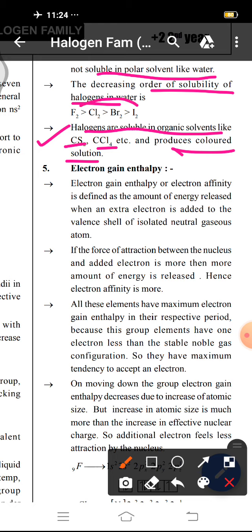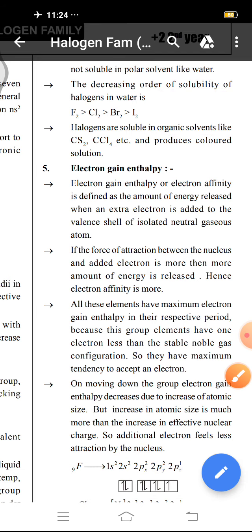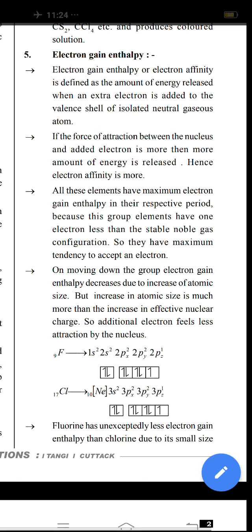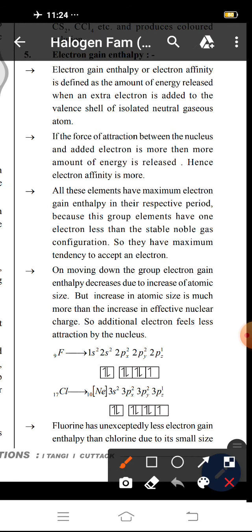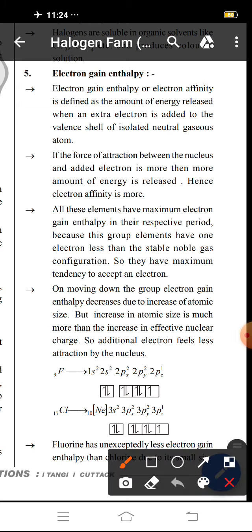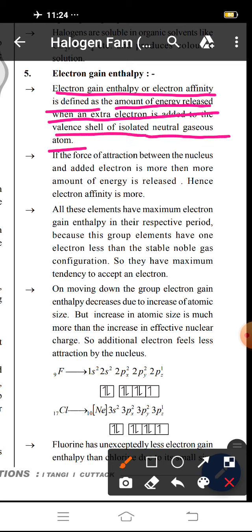the solubility with water decreases due to decrease of electronegativity. Next comes another property, that is electron gain enthalpy. What do you mean by electron gain enthalpy? Electron gain enthalpy or electron affinity is defined as the amount of energy released when an extra electron is added to the valence shell of an isolated neutral gaseous atom.